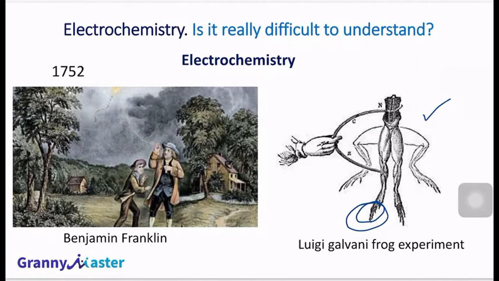So he thought that the electricity is produced by the frog and that the electricity moved through the metals that he connected to the frog. And he called that electricity which came from the frog bioelectricity. So he thought that living beings produce electricity, and he named that electricity bioelectricity.